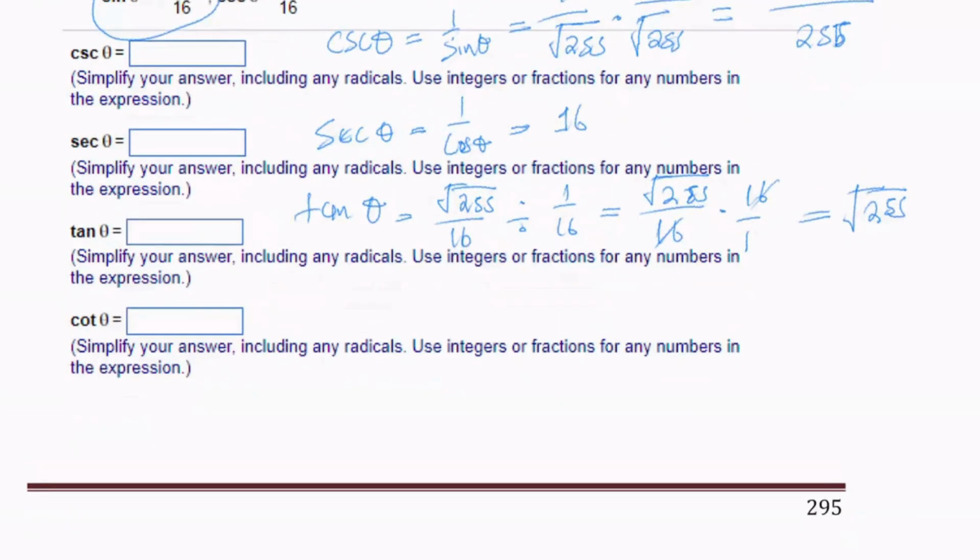Now, cotangent of that, so cotangent is 1 over the value for tangent, right? So the tangent is square root of 255. So if you rationalize that, you get the square root of 255 divided by 255.